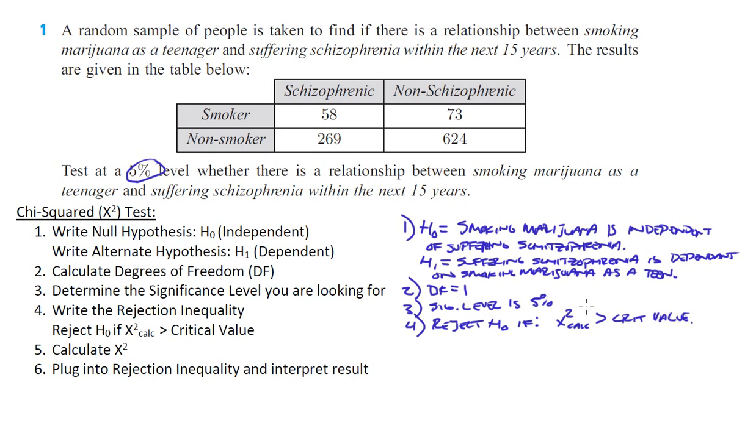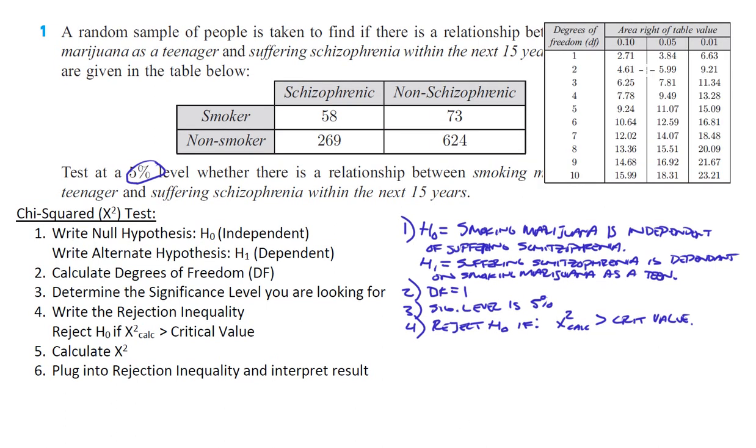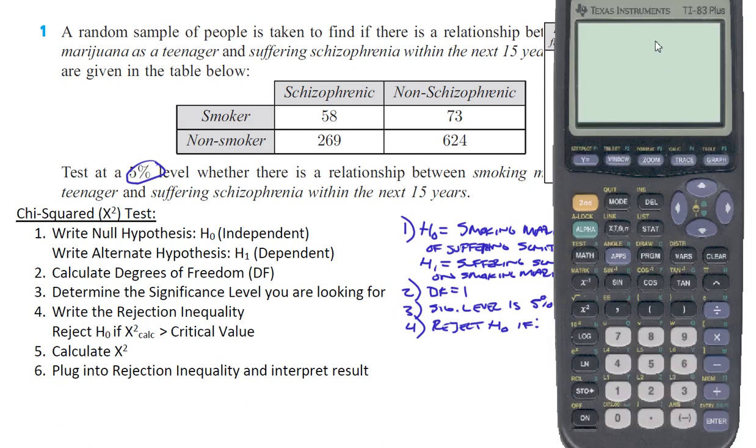Okay, and we have enough information now to come up with our critical value, so let's look that up on our table. Here's our critical values table. We have our degrees of freedom is 1, and our significance level is 5%, so this is the critical value that we're looking for. To insert that data into this rejection inequality, we're going to put 3.84 here. And then what we have to do is figure out what our chi-squared calculated is.